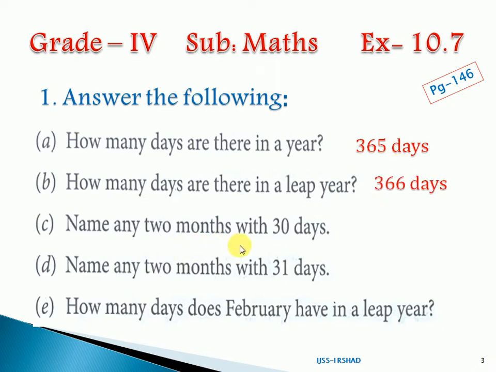Now name 2 months with 30 days. So I told you, use your knuckles to find this. All the knuckles, the higher upper area will have 31 days, and the lower area, the space between 2 knuckles, will have 30 days. So you can use your own knuckles and find. You can write any months that come there with 30 days.